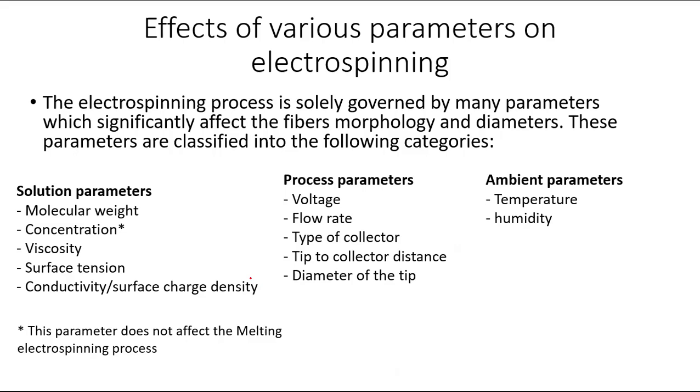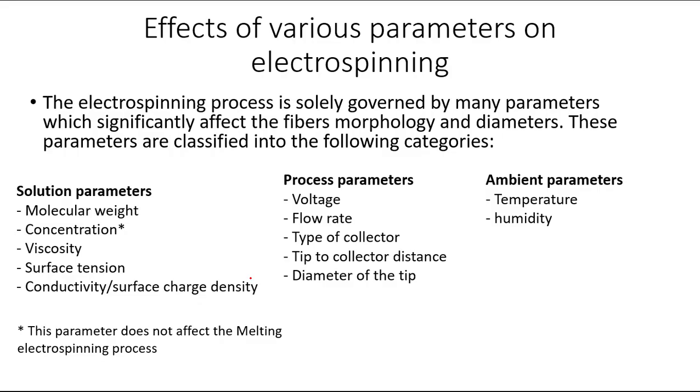So what are the solution parameters which govern the spun fiber morphology and diameter? The molecular weight of the polymer solution that we are using, the concentration of the polymer in the liquid medium, the viscosity of the polymer solution, the surface tension of the polymer solution, and the conductivity or the surface charge density of the polymer solution. Those are the solution parameters which govern or control the electrospinning operation.